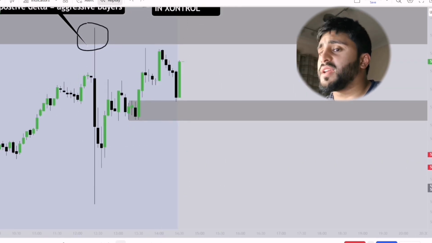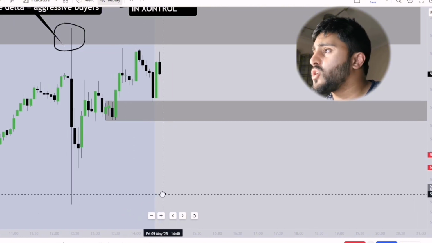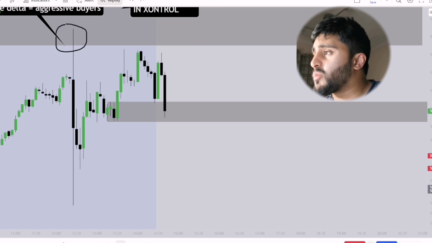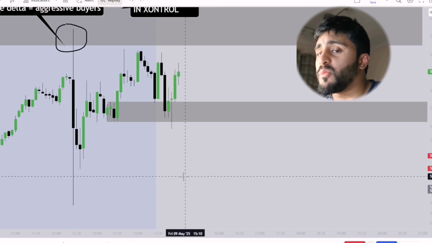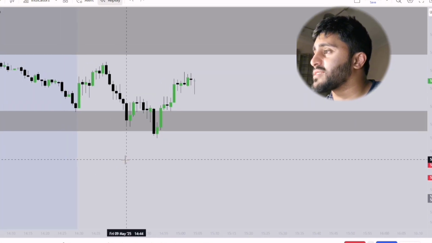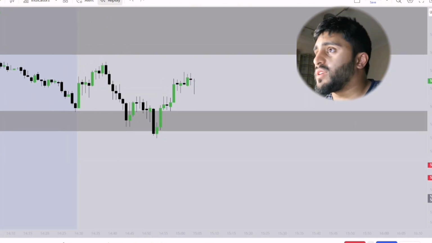So now we have a 15-minute fair value gap. What we need to understand is there's only two things that can happen inside of the 15-minute fair value gap. Price can either move up or price can move down. So now we're into market open and we're going to be analyzing price near this particular zone, right? From here, we need to understand what's going on in terms of price.